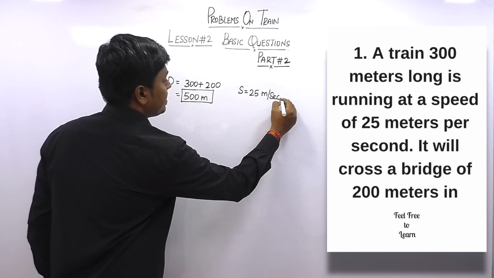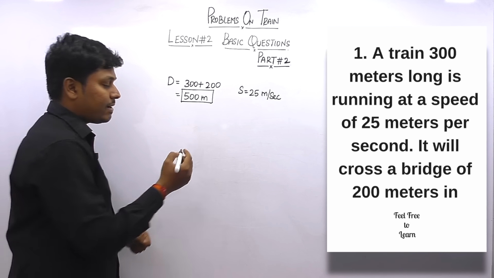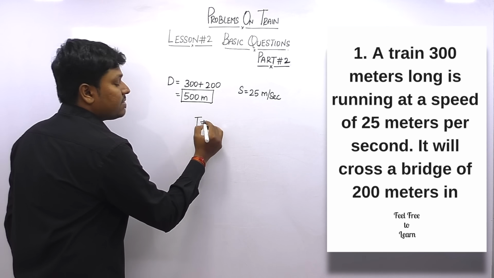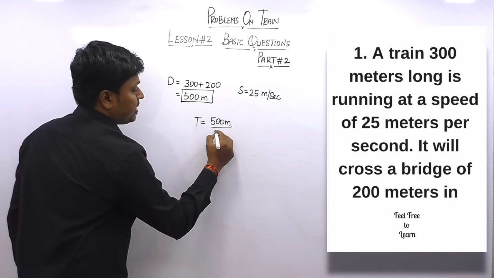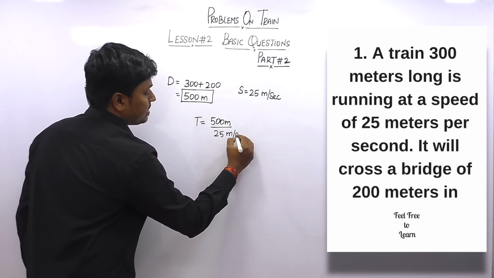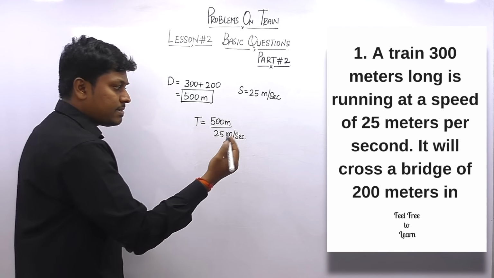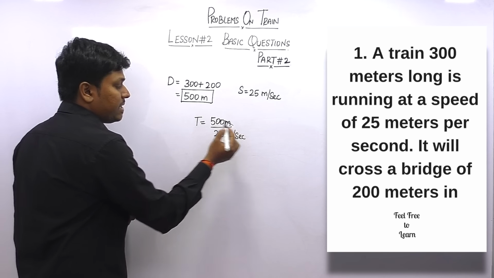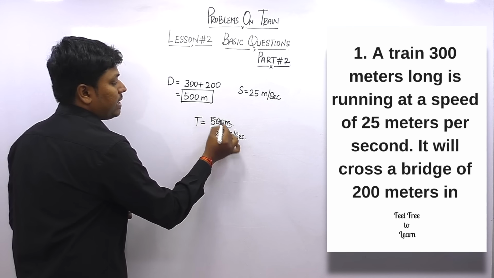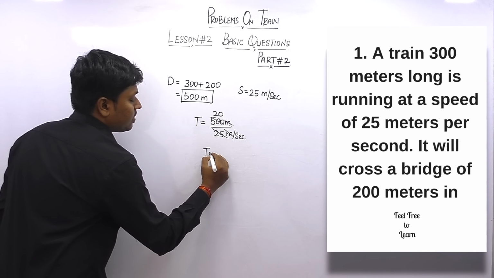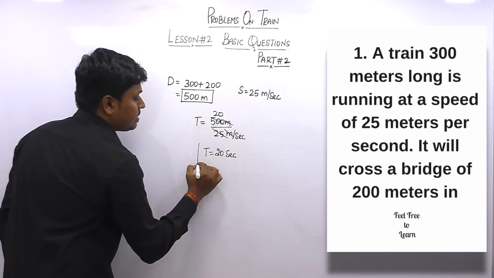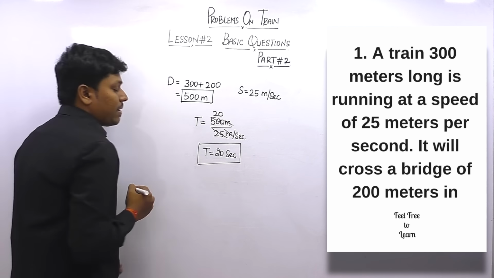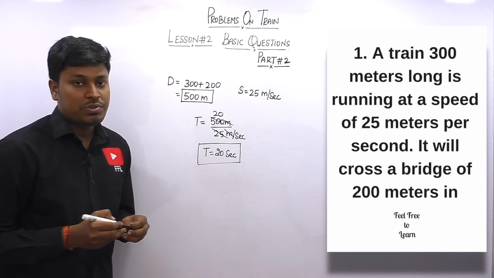So by using this data, our target is to find the time taken. So time is equal to distance divided by speed. So distance will be 500 meter divided by speed, which is 25 meter per second. Our target is to get the answer in seconds. So we can directly cancel meter and meter. So this will be 20. So finally, the answer for this question, time taken to cross the bridge of 200 meter, will be 20 seconds. So the answer for this question number 1 is 20 seconds.